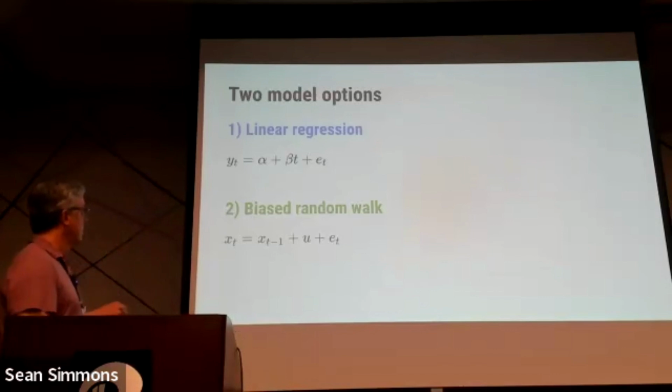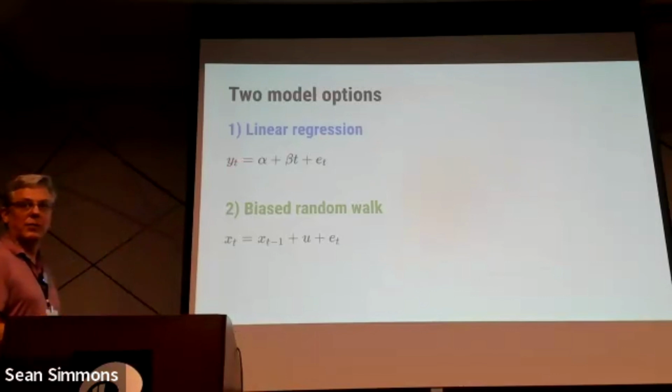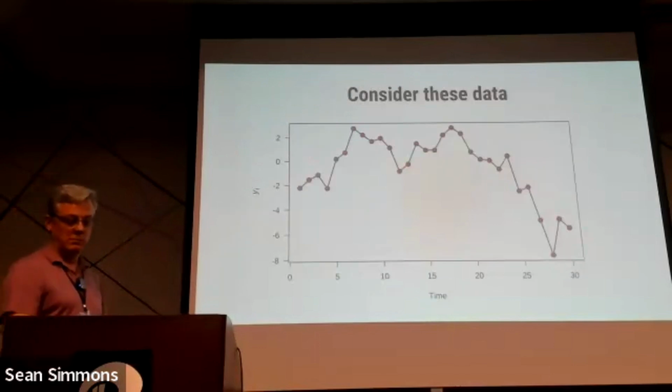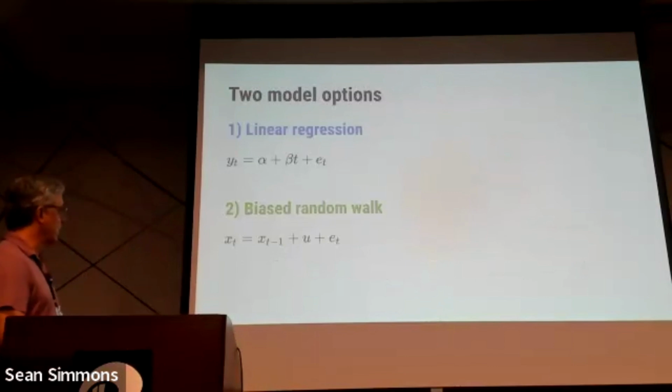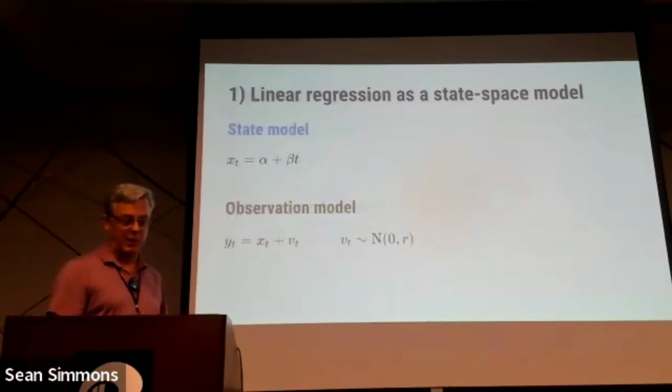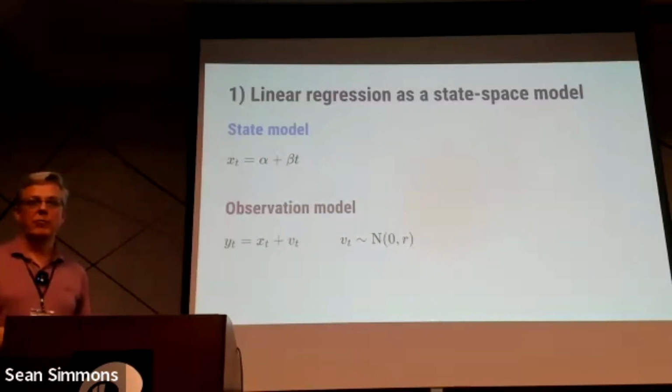Number 1, linear regression. Matt was just talking about this. Could be, I mean, look at that. Yeah, maybe there's a downward trend here. I'll buy that. The other one, we're going to use a biased random walk. So here's that autoregressive part, and then here's our bias term. And we can estimate the parameters for both of these models. Let's start with linear regression.